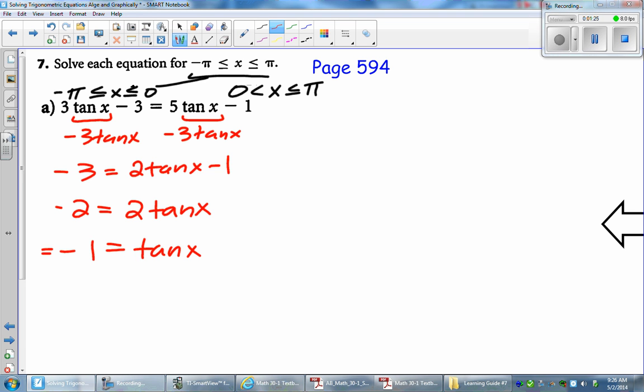So on the unit circle, you want to look at where on the unit circle the ratio of the y coordinate over the x coordinate is negative 1. Now, in order to get negative 1 as a ratio, both the top and the bottom should be the same, but one will be positive and one will be negative. So let's go to our unit circle here, and we'll try to narrow down our options.